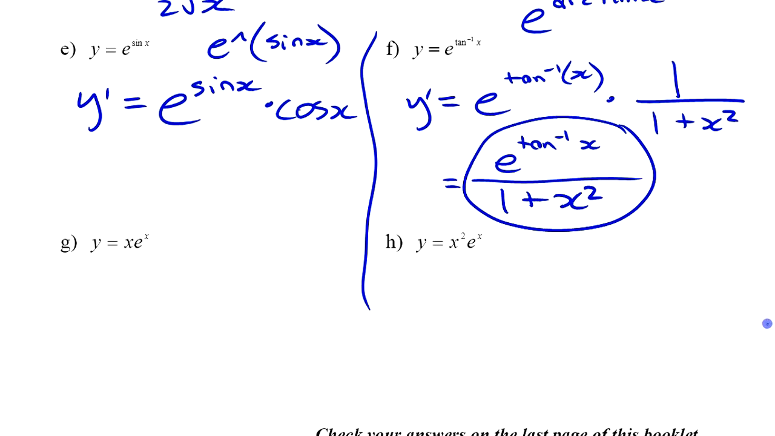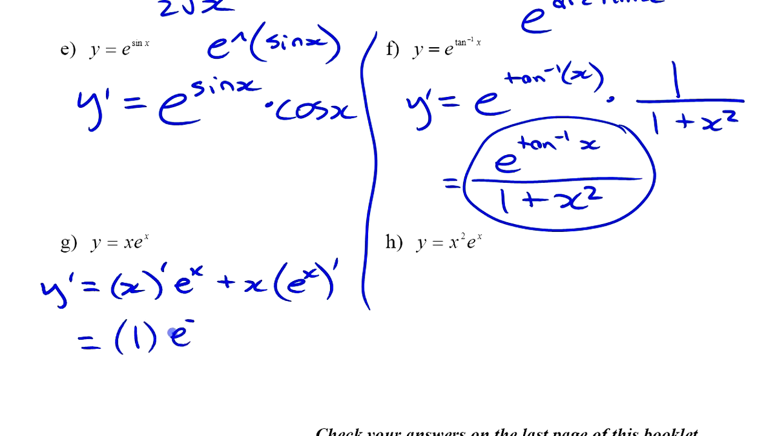The last two here, you need to think about the product rule because this is a product. You get x times e to the x. So if I'm writing out what the derivative is here, I have the first thing prime times the second thing plus the first thing times the derivative of the second thing. That's just a 1 times e to the x. This is just e to the x. Not that I need those brackets, but it's just e to the x plus x e to the x.